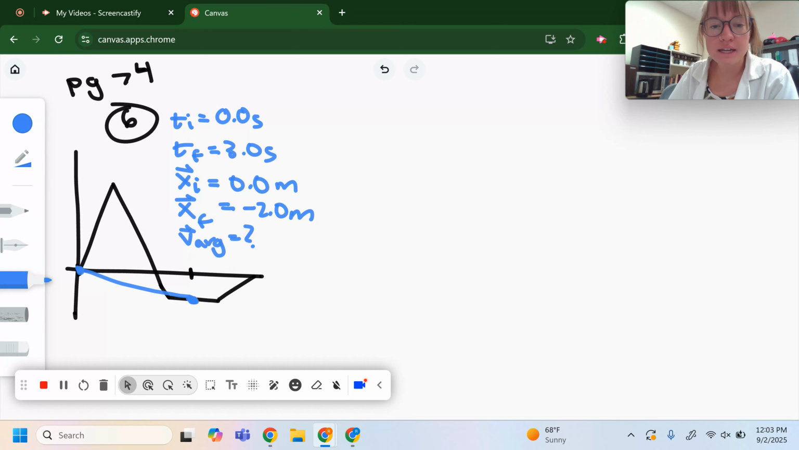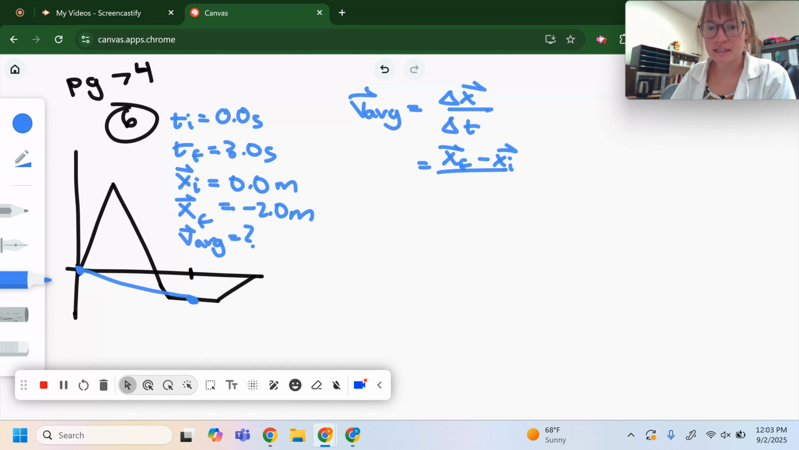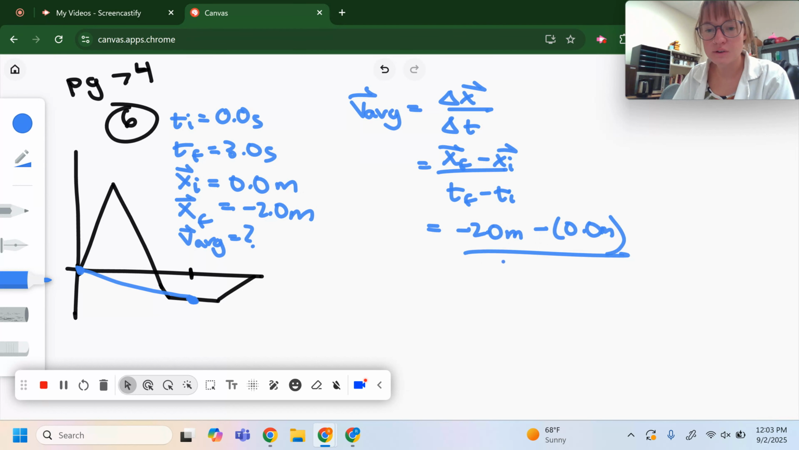The way that I do it is I say, well, the average velocity is going to be the slope of the little line that I created. That's going to be a little delta x, a little rise over a little run, just like this. That rise is going to be an x final minus an x initial, all over a t final minus a t initial. That's my little run. My x final is negative 2.0 meters. And my x initial is minus 0.0 meters. My final time is 3.0 seconds minus my initial time is 0.0 seconds.